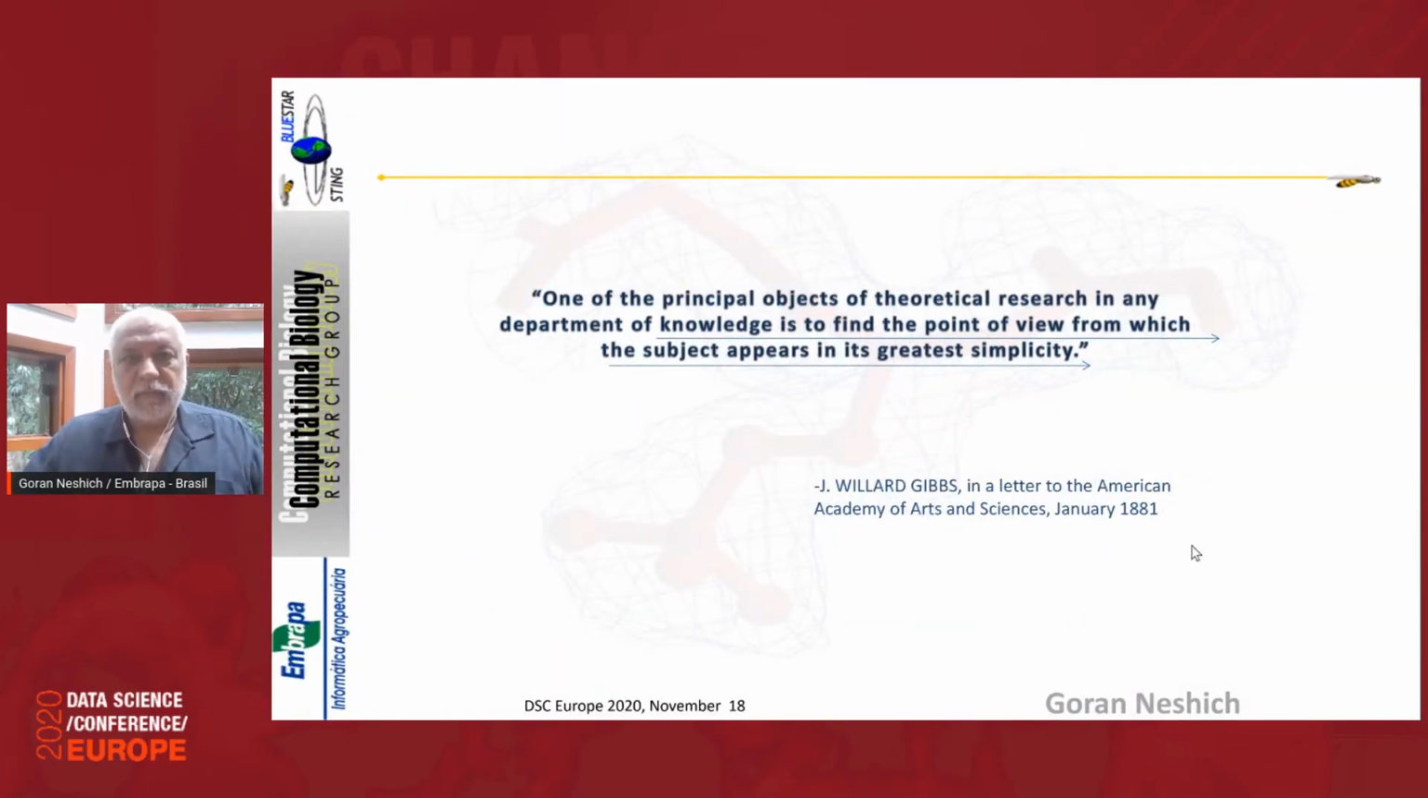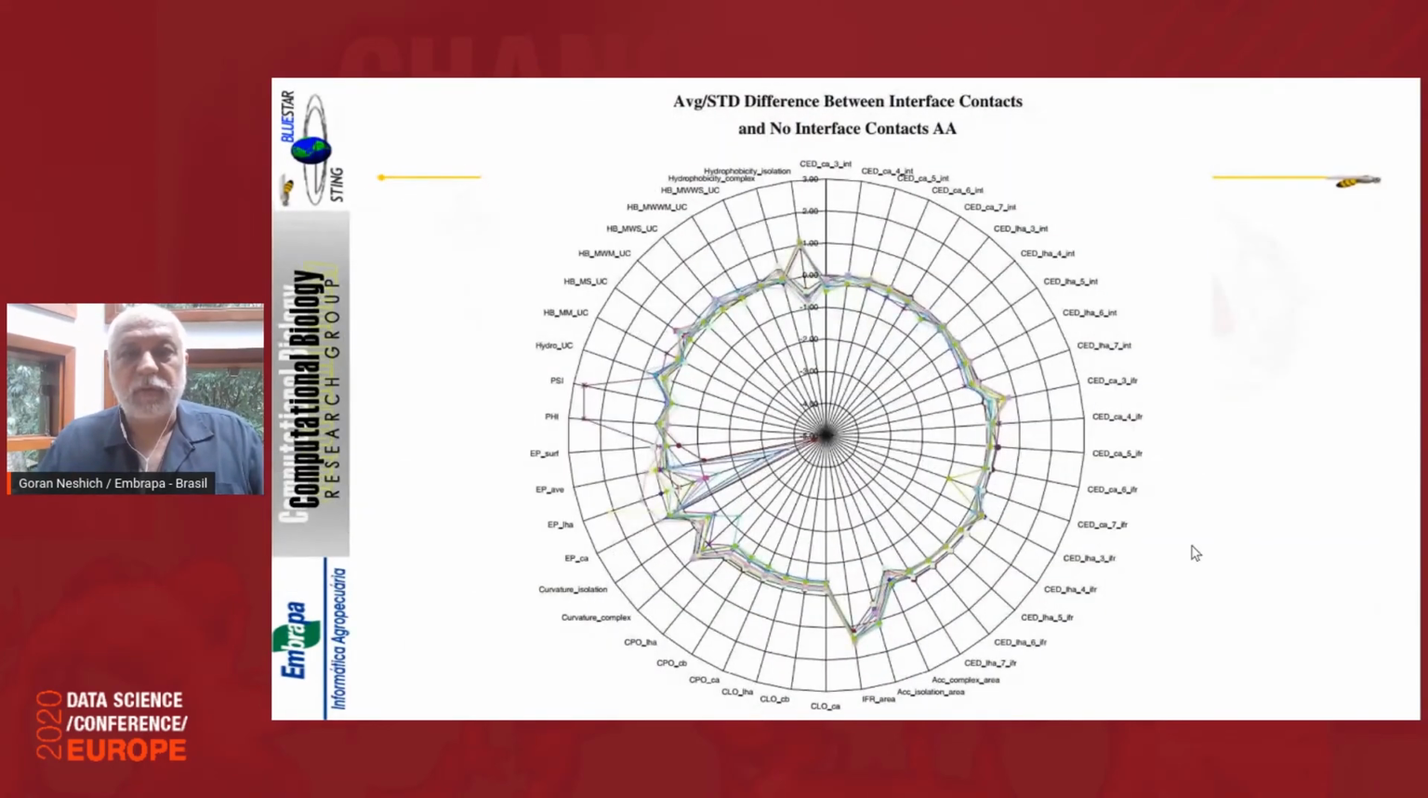Let's talk about protein interactions. Just one bracket. One of the principal objects of theoretical research in any department of knowledge is to find the point of view from which the subject appears in its greatest simplicity. So that's our goal. Let's see how that works in, for example, interaction of two proteins. Two proteins interact over the interface. The rest of the surface is not interacting with the other protein, just the interface.